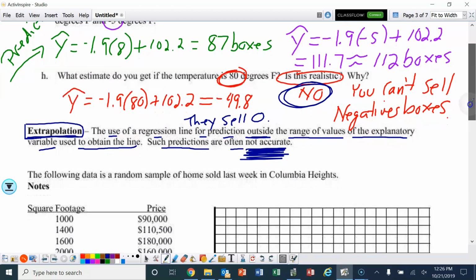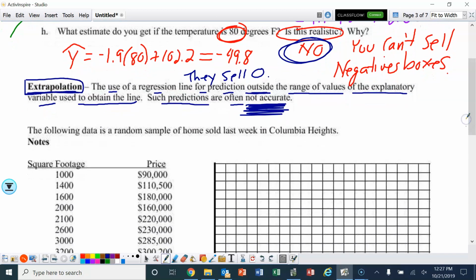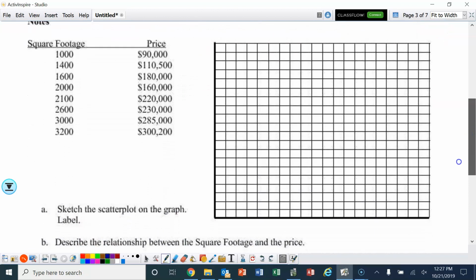All right, one more example, and then you should be able to do the rest of this packet. And if you have to rewind and rewatch things, please do so. The following data is a random sample of homes sold last week in Columbia Heights. All right, well, first of all, the explanatory variable is the square footage. And the response variable is the price of the home.